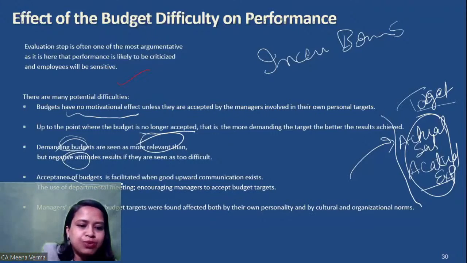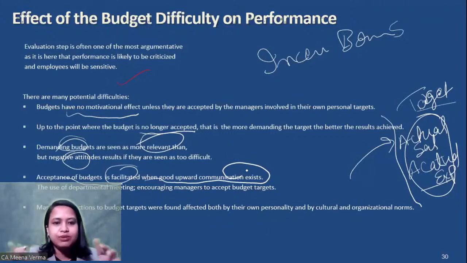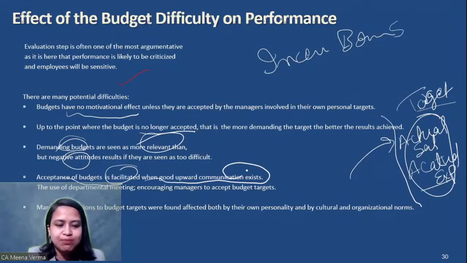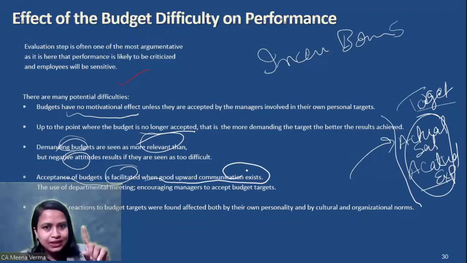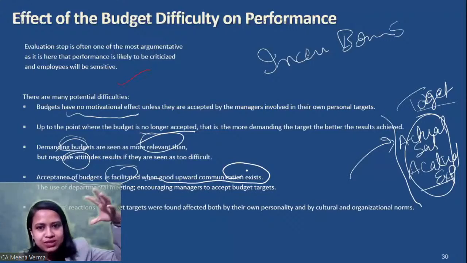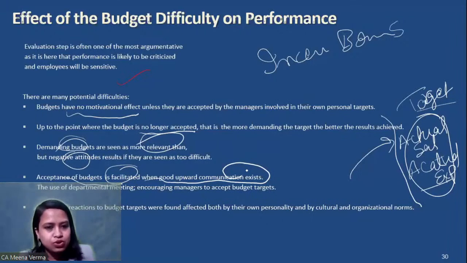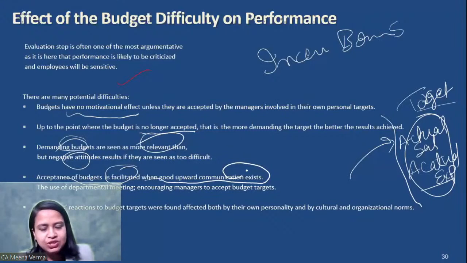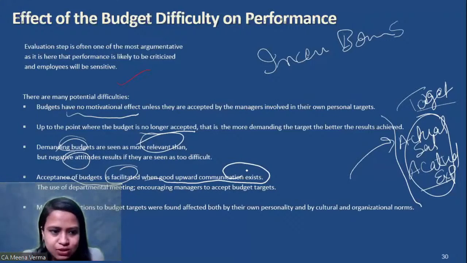Also, acceptance of budget is facilitated when good upward communication exists. Communication between the managers is very important while preparing and accepting the budget. You can see this in the top down and bottom up approach. In the top down approach, top management is forcing the budget on the operational level of the organization. While in the bottom up approach, operational level management prepares the budget and sends it to the top level management. So everyone's involvement is important, and good communication between everyone is necessary.